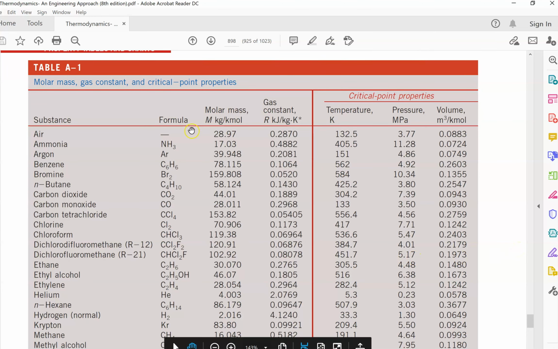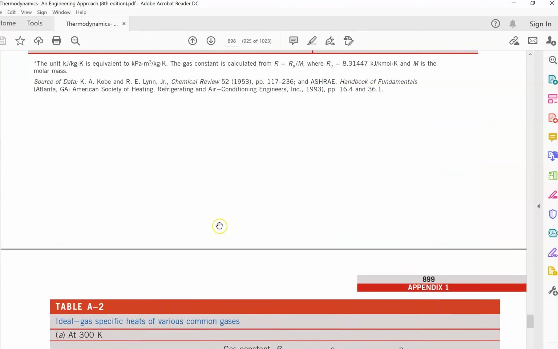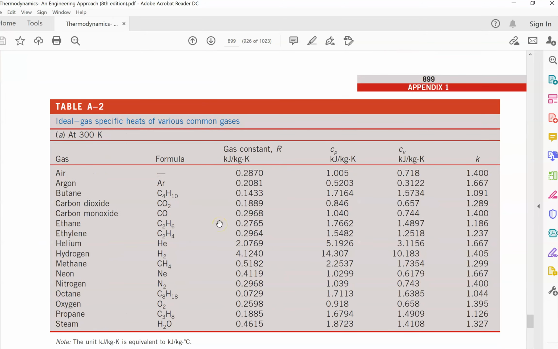For air, what is the formula? What is the molar mass? What is the gas constant? The R value is the gas constant. The critical values are all listed in table A1. Next, we move on to table A2. Table A2 gives the specific heat for the various common gases.